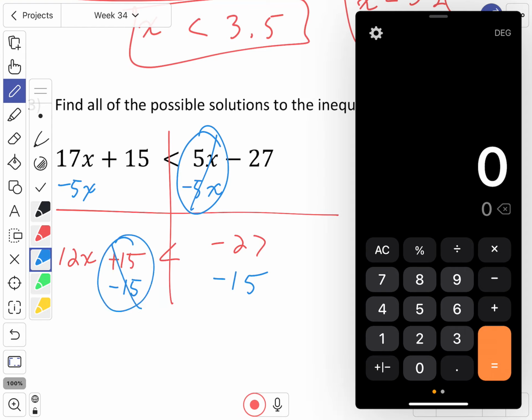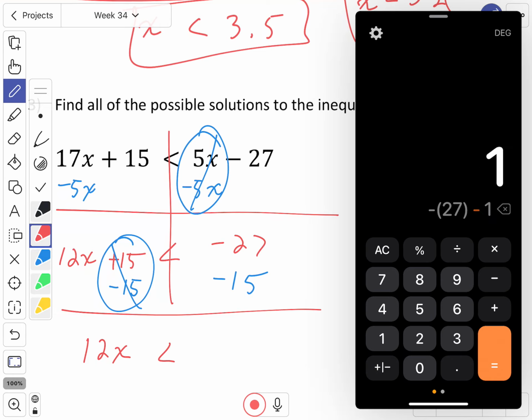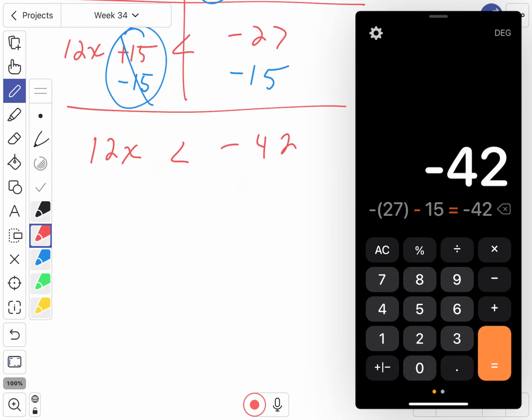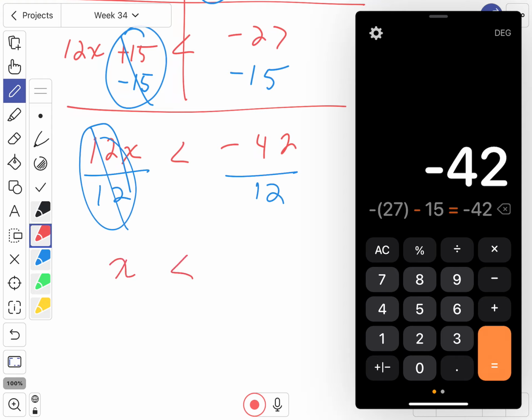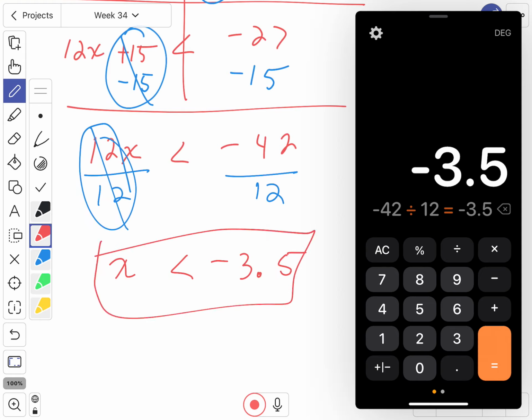So my plus 15 minus 15 are going to cancel out, leaving me with 12x is less than, and then I'm going to do negative 27 minus 15. It's going to give me a negative 42. And then the last step is getting rid of that coefficient. So to get rid of the coefficient, I need to divide by 12 on both sides, leaving me with x is less than. So I'm going to do negative 42 divided by 12, and that's going to give me a negative 3.5.